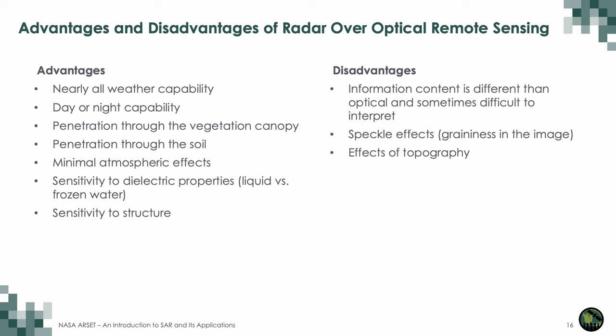However, now there are disadvantages associated with radar. The information content in radar data differs from that in optical data, which can make interpretation challenging. In addition, radar images often exhibit speckle, which is a salt and pepper effect that complicates image interpretation and analysis. And then finally, the presence of topography can introduce distortions in radar images that must be accounted for during analysis.